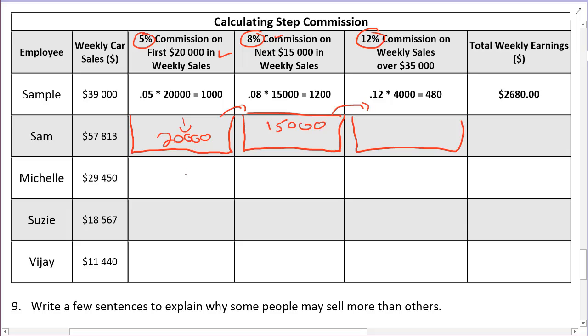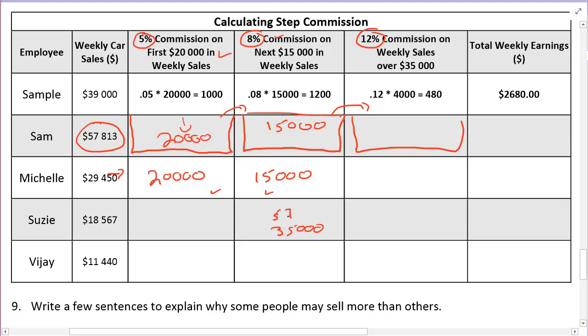So let's take a look at one of these examples. And Sam's probably the best one to take a look at right here because Sam sold a whole bunch. Sam sold $57,813. So Sam, I'm going to use this line down here. Sam is going to fill up the $20,000 bin easily and still have $37,813. So Sam can easily put $15,000 in here as well. So altogether we've put $20,000 plus $15,000. That's $35,000 in sales that we're going to calculate commission on.